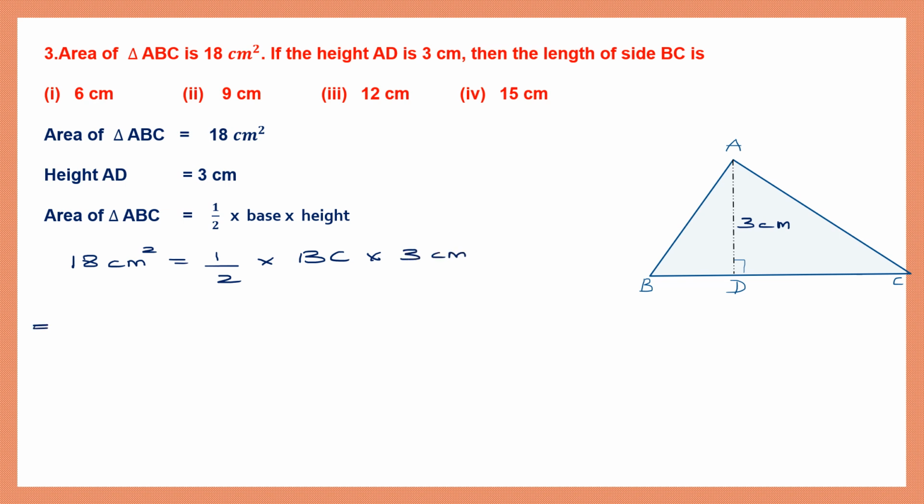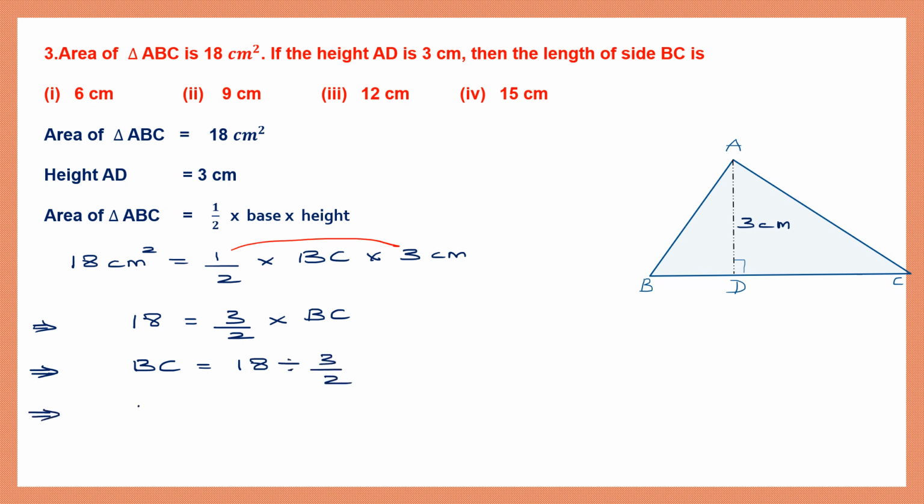So now let's simplify this. So 18 is equal to, now here we have half into BC into 3. So let's leave BC as it is. 1 into 3, we are multiplying this. 1 into 3 is 3. So 3 by 2 into BC. Now we need to find BC. So let's take BC to the left hand side. On the right hand side we'll keep 18. Now we'll transpose 3 by 2 to the other side, that is to be with 18. So multiplication changes to division. Divided by 3 by 2.